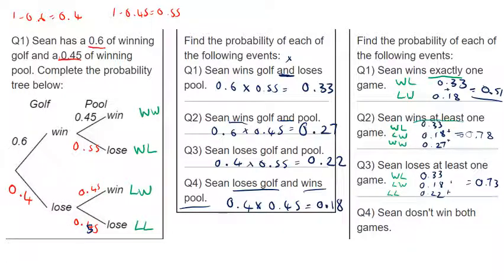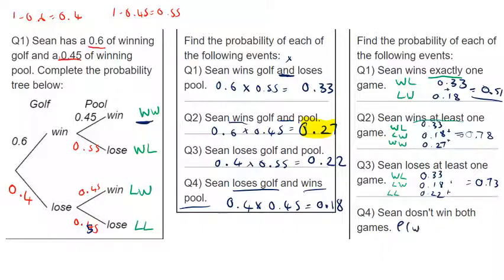The final one, Sean doesn't win both games. So the easiest way here is to think, well, the probability he does win both games is this option, which is also this option here. So the probability he does win both games, well, let me write in a colour you can actually see. Oh, there we go.